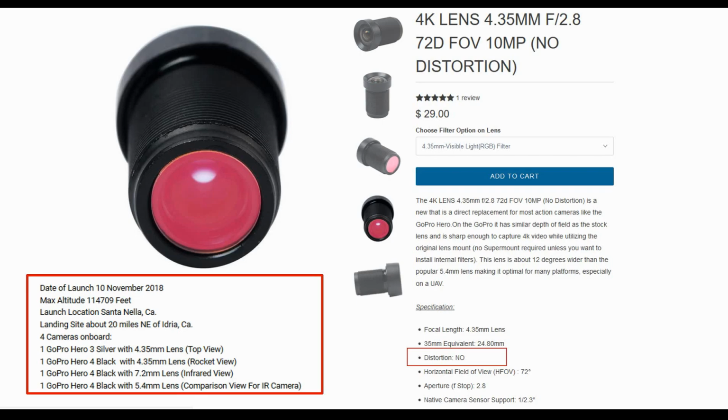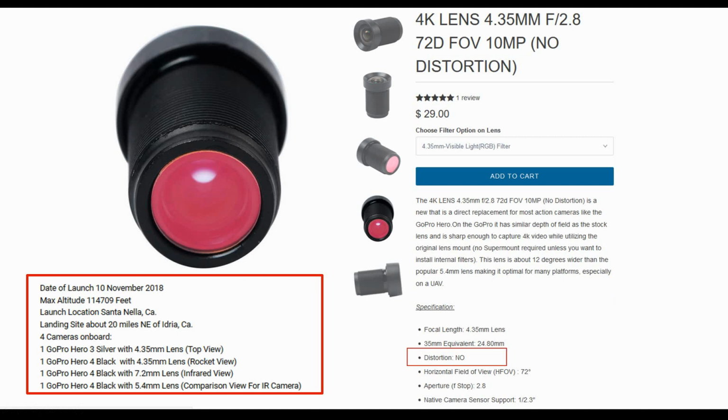But this is the lens that was used on that camera. It was listed in the video description. You can go and look for yourself. It was the 4.35mm no distortion lens. Very clearly states there no distortion. In fact, this is the description on the video, and as you can see, there's the 4.35mm lens that was used in the top view and rocket view cameras.